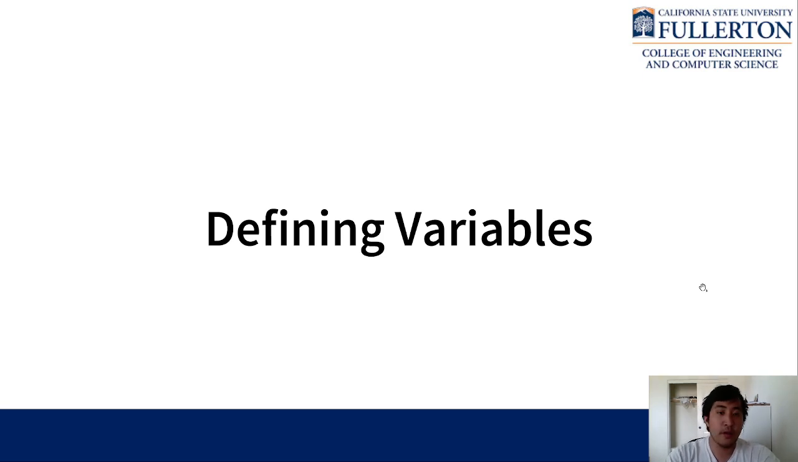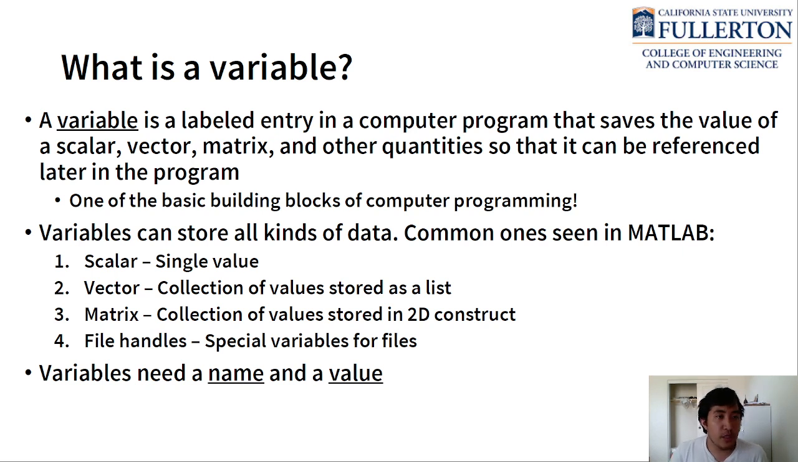Okay, so in this video, we're going to be reviewing how to define variables in MATLAB and what variables actually mean. So what is a variable? A variable is a labeled entry in a computer program that stores the value of some kind of data. Some common types of data that we work with, especially in MATLAB, are scalar values, which are just single values. They can be vectors, which are a collection of values stored as a list. It can be a matrix, which is a collection of values stored as a 2D construct. I think you know what matrices are. And also other things too.